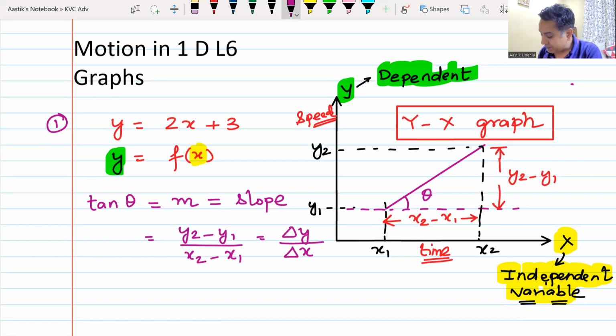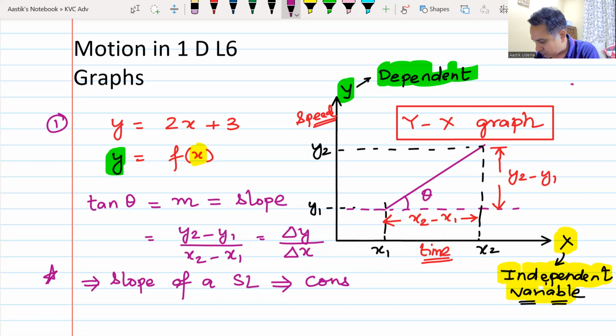Now also remember one important point about this. The slope of a straight line is always constant. Do we know this? Whenever you have a straight line graph, the slope of a straight line graph is always constant. Raised hands will give me more confidence. Keep on raising hands so that I can move further ahead.